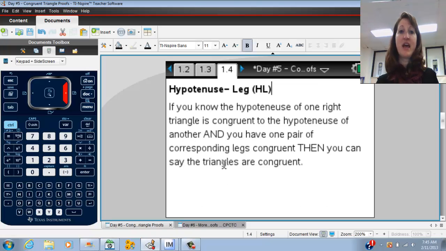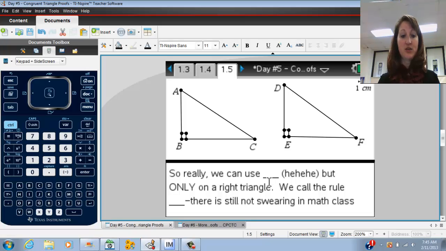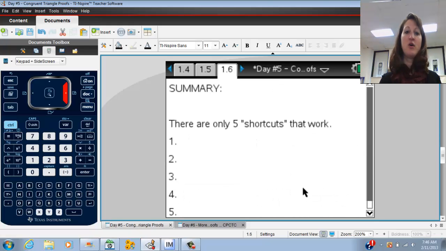So, there is a 5th method called hypotenuse leg, but you can only use that when you have right triangles. The only triangles that have a hypotenuse are right triangles. So, really, we can use angle, side, side, but only on a right triangle, and we call that rule hypotenuse leg. There's still no swearing in math class. Okay, so again, 5 shortcuts that work.